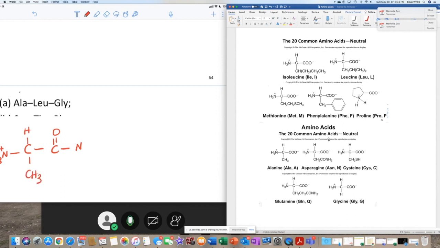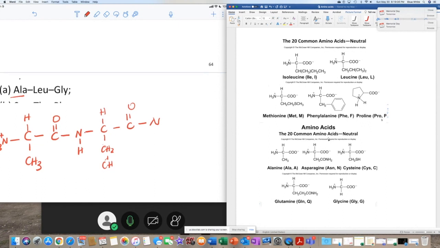So I have to draw the tripeptide first, right? This is my ala part. I need to find my leucine. Where is leucine? N, H, C, H, C double bond O, N, CH2, CH, CH3.